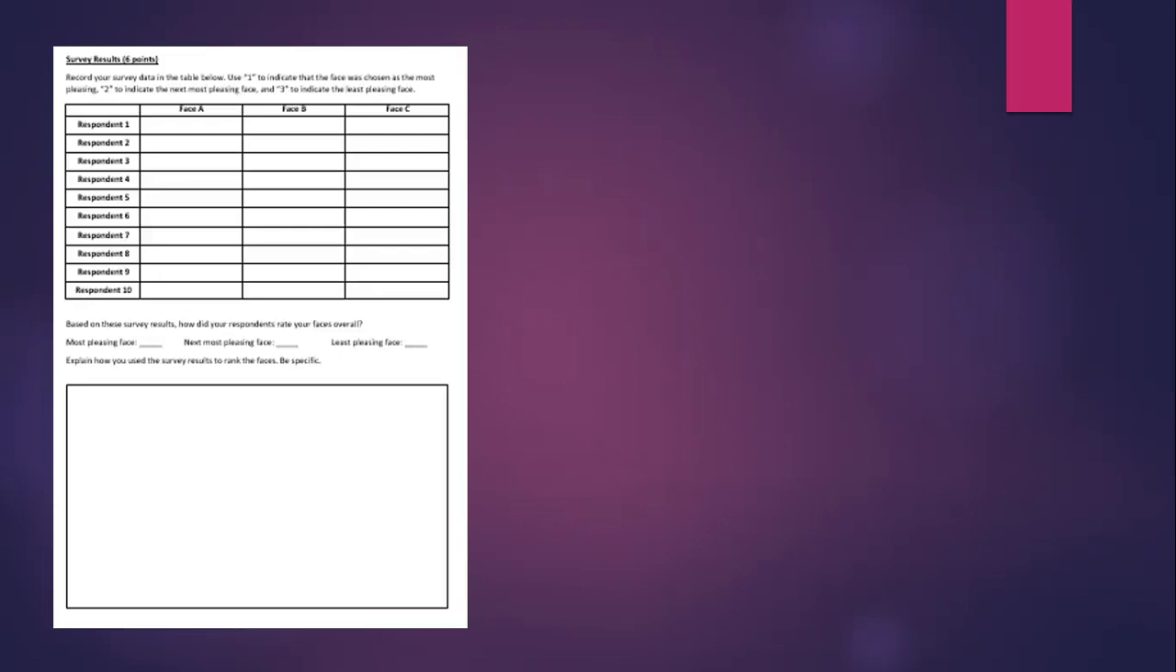And then based on those results from your 10 participants, you're going to decide which face your participants believed was the most pleasing and which was the least pleasing. And at the bottom of this page, you're going to explain how you made that decision based on those survey results. And once again, that is a text box at the bottom, so you'll be able to simply type inside that box.